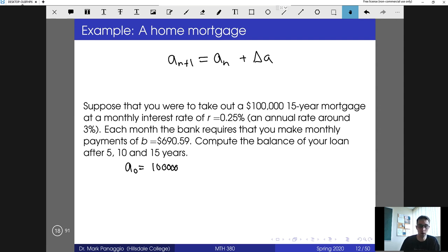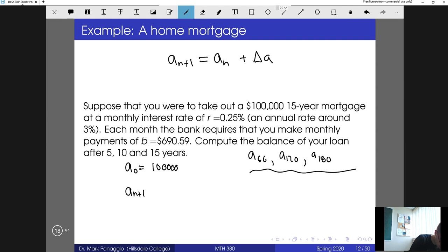All right, so A1 is going to be 1 month. That means A12 would be 1 year. And so if we want 5 years, that's really going to be the value of A at 5 years. 5 times 12 would be 60. We want 10 years, so that would be A120, and A15, 15 years, would be 180. So that's what we want to find. And we need to then find a formula that allows us to compute future balances of this mortgage based on the current balance.